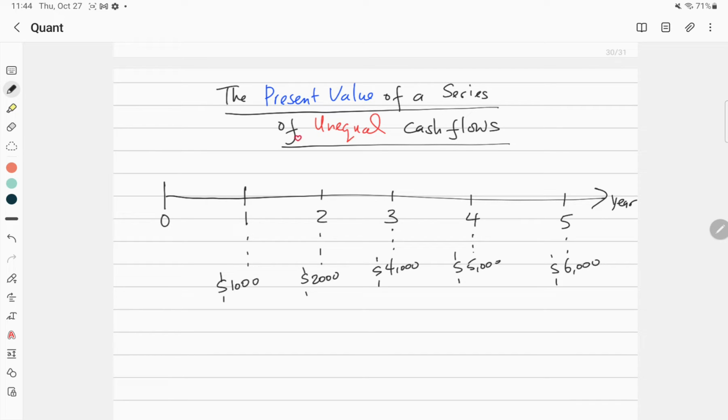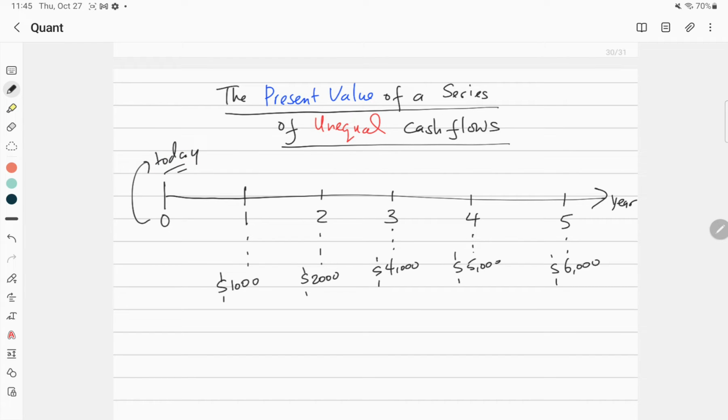Now, look at these unequal cash flows. These cash flows that are happening at the end of each year are not equal. That's what unequal means. Now, we are not going to calculate how much these will be worth at the end of the fifth year, but we are going to see how much they will be worth at the present time, today.